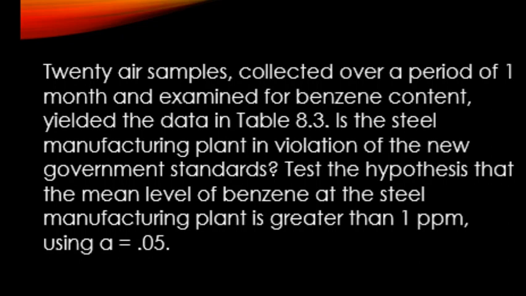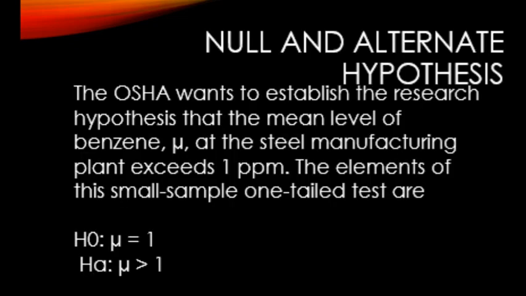Is the steel manufacturing plant in violation of the new government standard? Test the hypothesis that the mean level of benzene at the steel manufacturing plant is greater than 1 parts per million. Use alpha of 0.05. Okay, so let's say these are the values that were observed for the sample. As you can see, it's a small sample, less than 30. So we will use the t distribution.